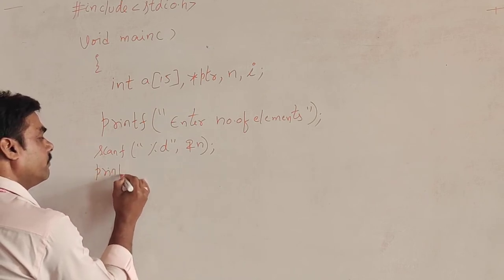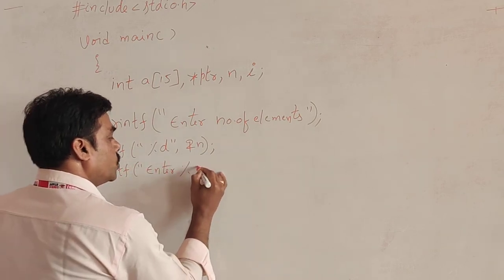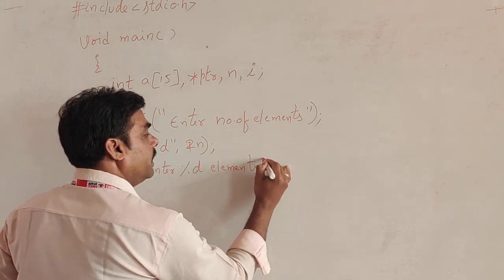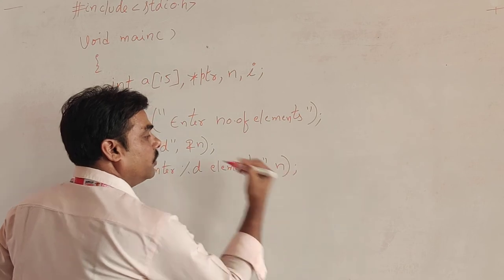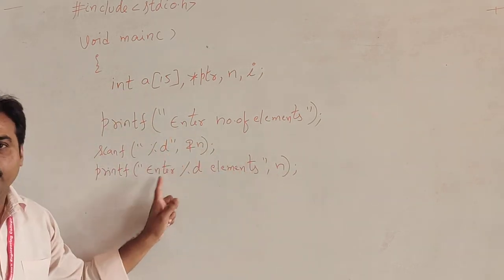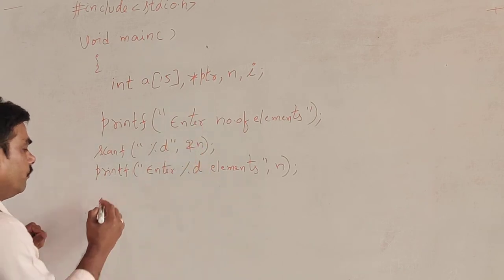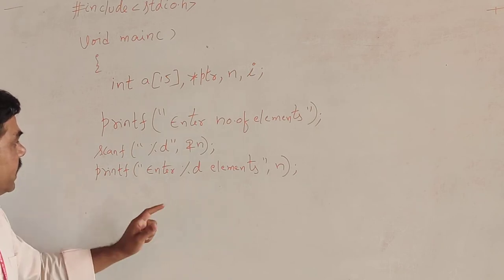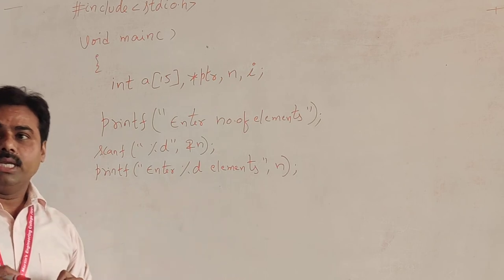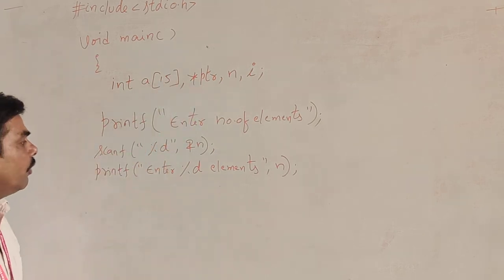Simply printf, enter %d elements, so that is available in the n value. The point is that n is an integer variable, so the n value can be printed: enter 10 elements, enter 5 elements, below 15 only. Now, after declaration, our intention is to read the elements with the help of the pointer. So the base address is assigned to the pointer variable.